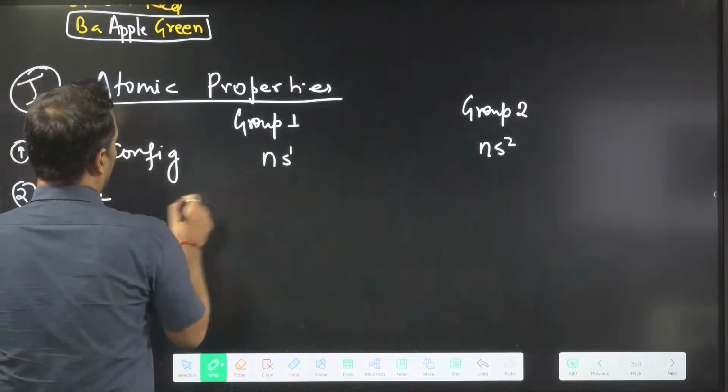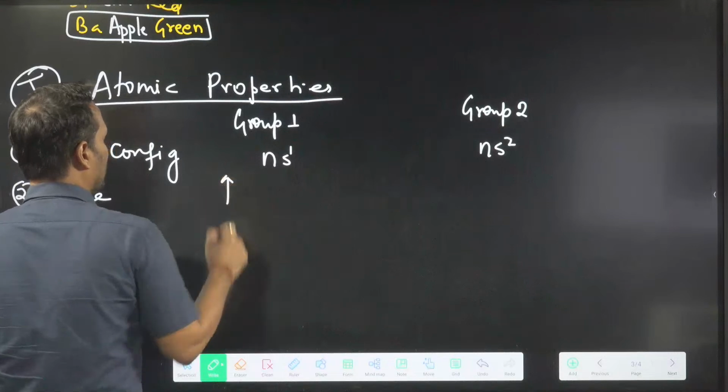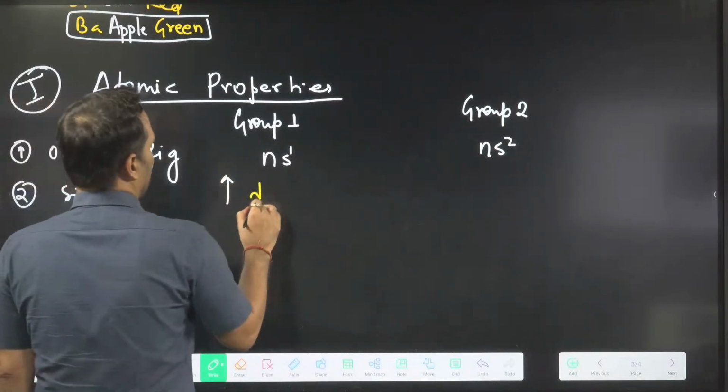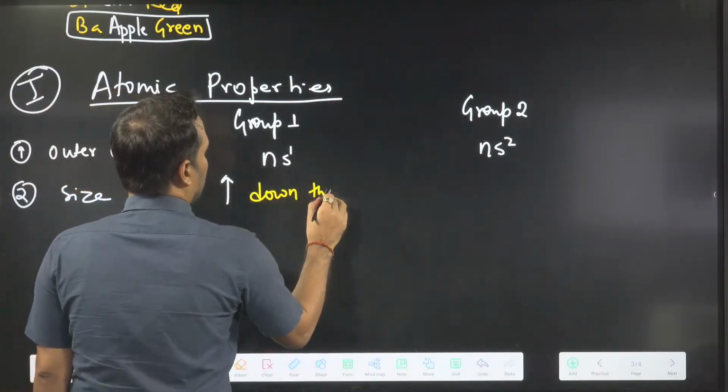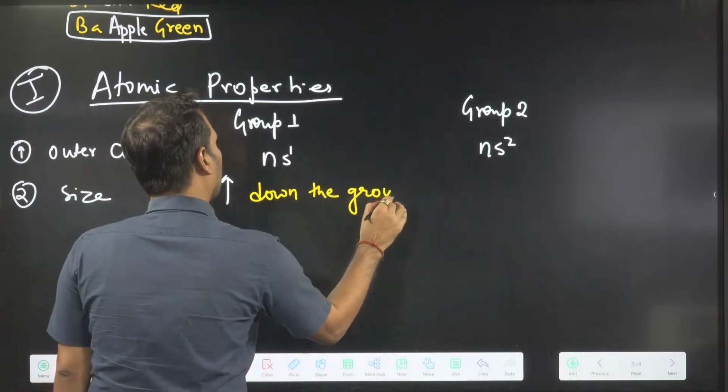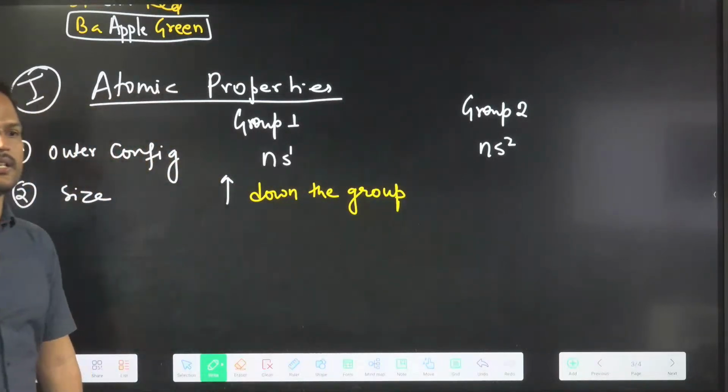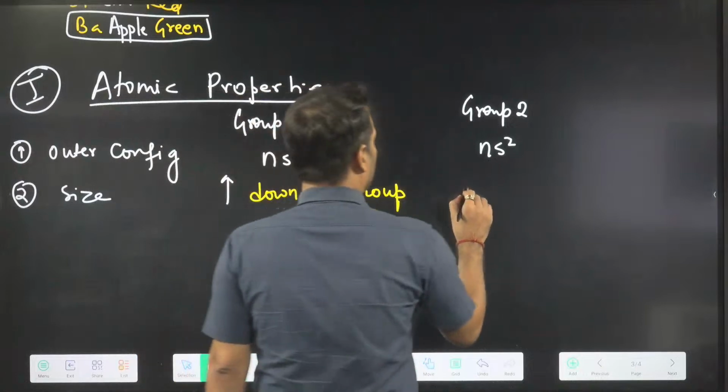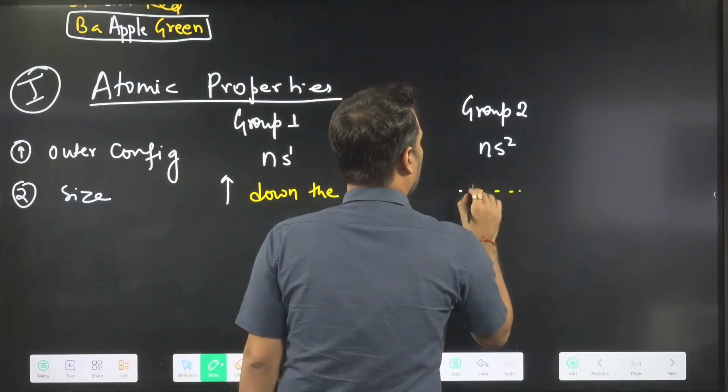What is the trend of size? Tell me, increases or decreases down the group? Say it quickly. Increases down the group. Same thing is here.